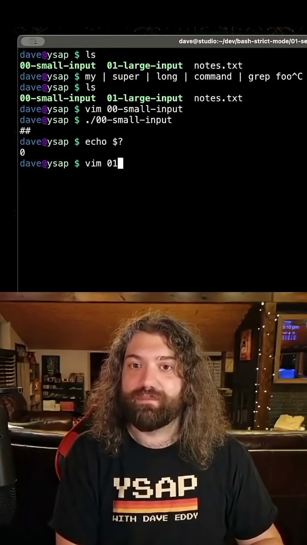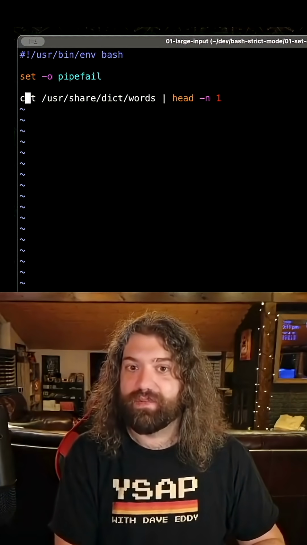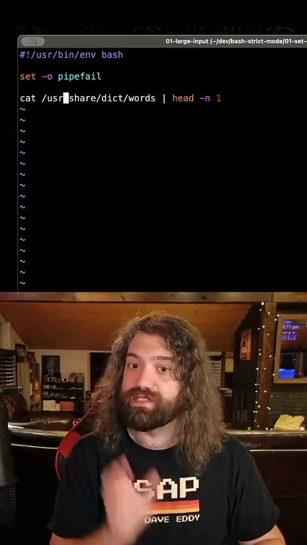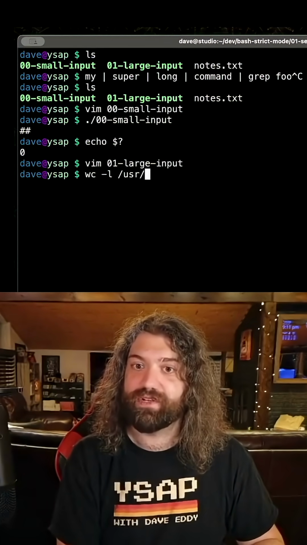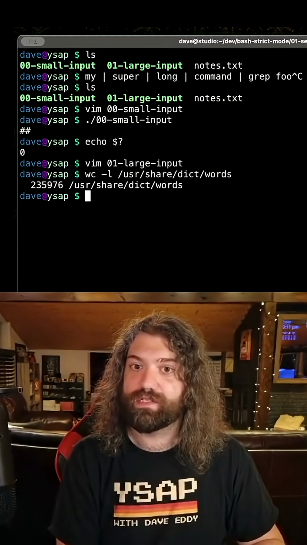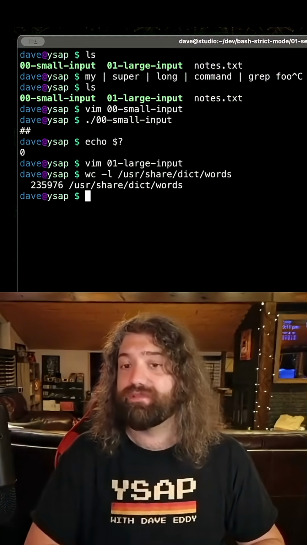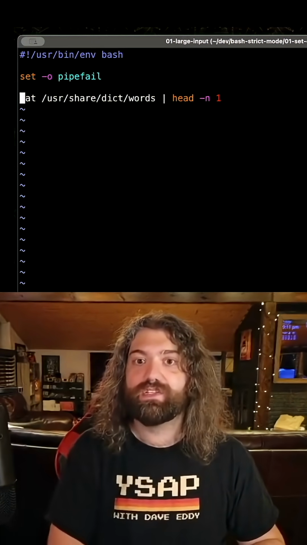What about the large input? Same exact thing, but this time we're catting /usr/share/dict/words. This is a large list of words that exists on my system. Your system might have it too. You can see there are 235,000 words in this file. So we have very large input.